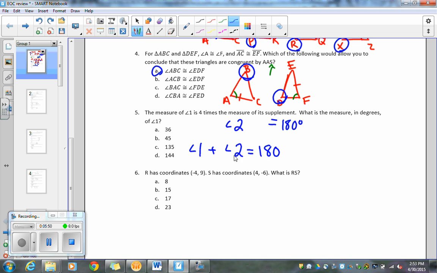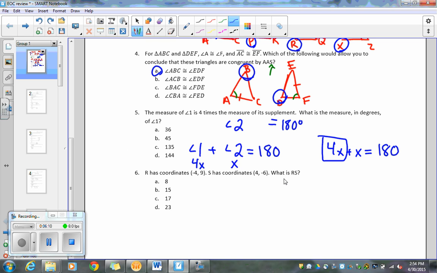Well, if angle 2 is x, 4 times that would be 4x. So the way I'd set it up is 4x plus x is equal to 180. We're looking for the measure of angle 1, so once you solve for x, plug it into 4x and solve.